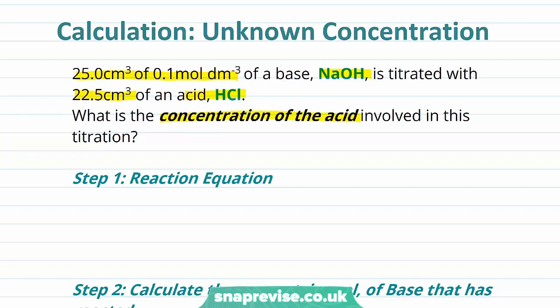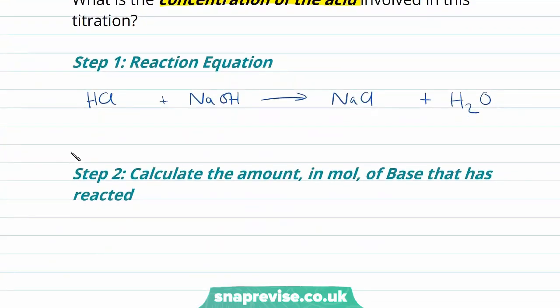The first step is the reaction equation. We know that our acid, hydrochloric acid, is reacting with our base, sodium hydroxide. And we know that acids and bases react together to form a salt, in this case sodium chloride, and water. Now we can check to see our equation is balanced, and it indeed is. The second step is to calculate the amount in moles of base that has reacted.